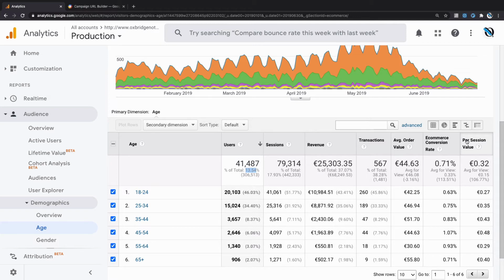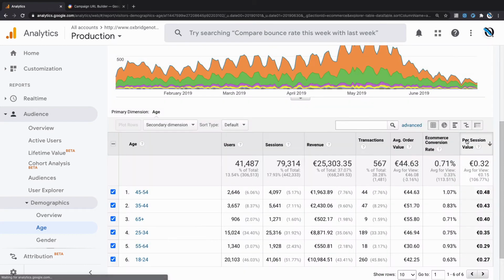This is slightly different to the figure you saw earlier because it also includes something called a goal value, which you can assign. For example, if someone signs up to your mailing list, you might ascribe that a goal value of €1, and then that will be tallied up here. I don't think I use that feature at all in my analytics, so this is just revenue data. So I'm going to order by that.